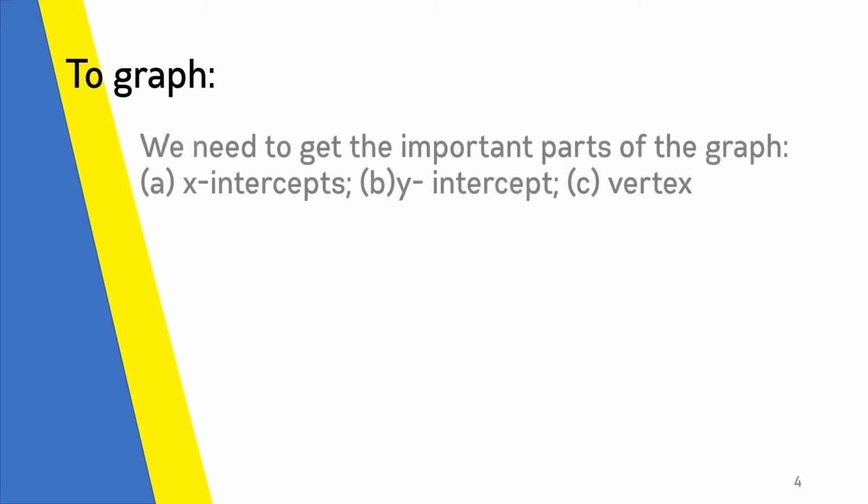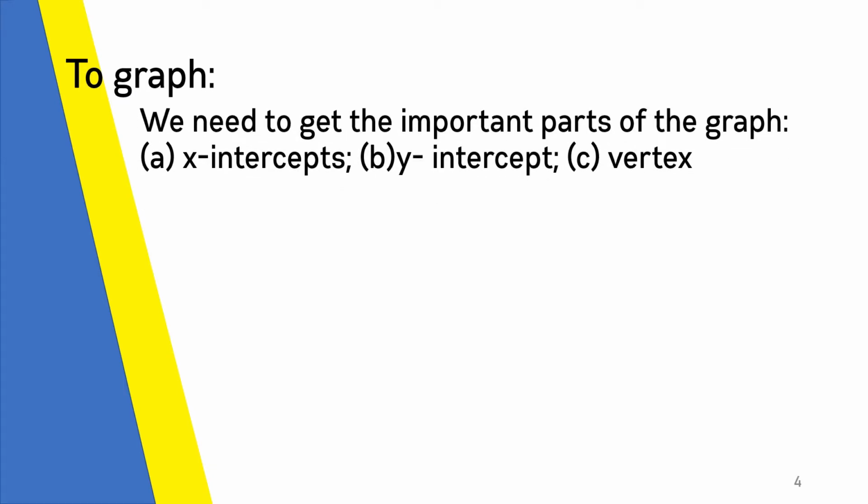So let's proceed. To graph this one, we need to get the important parts of the graph. They are the x-intercepts, the y-intercept, and the vertex. As you can see, we have here the plural x-intercepts. So at most, a quadratic function has two intercepts. So why? Let's find out.